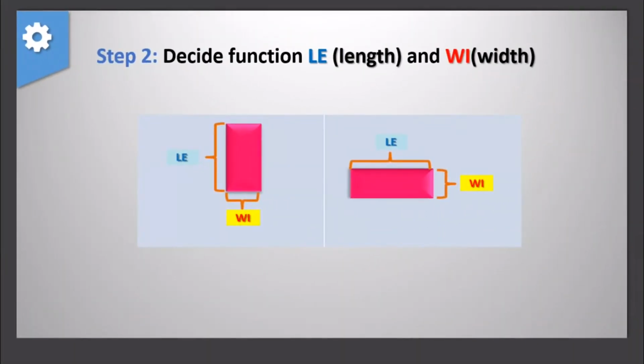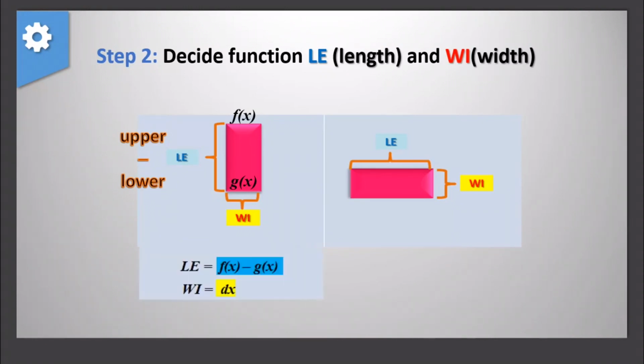Step 2. We decide the function, length and width. For the vertical block, we have two functions. They are f(x) and g(x). Length is the upper function subtracted by the lower function. Therefore, we have the length as f(x) minus g(x). Width is the small change of x, which is dx.